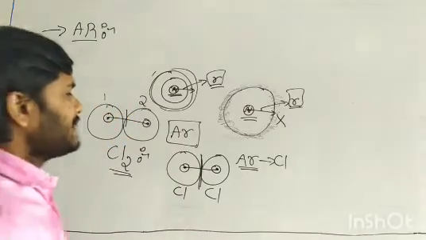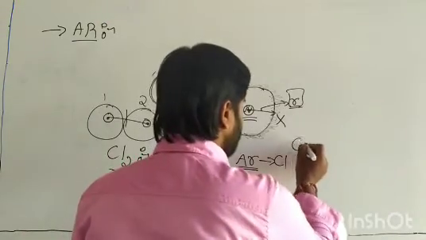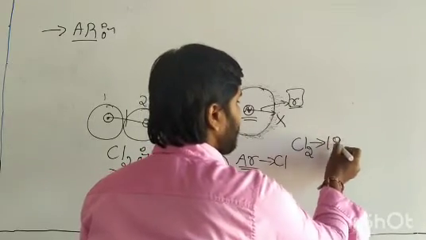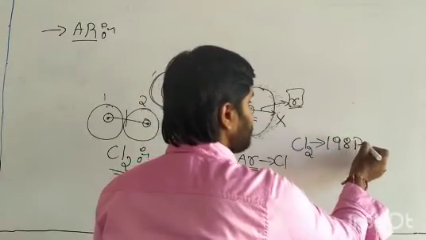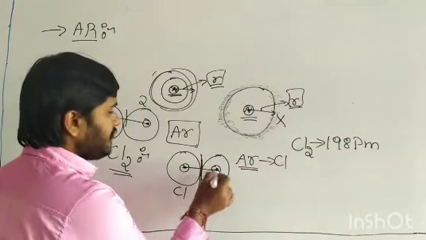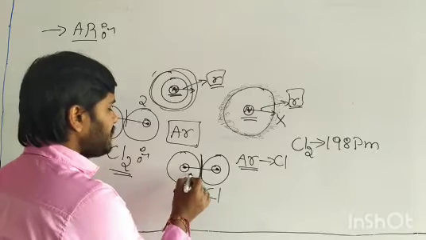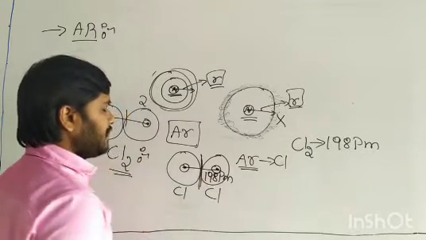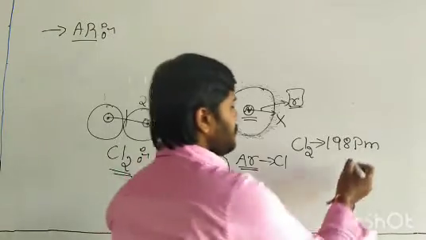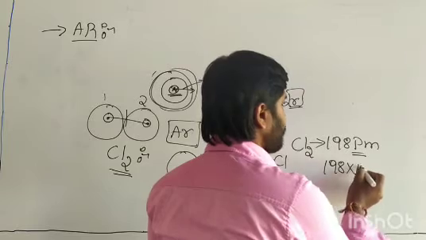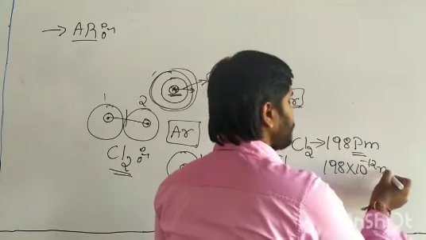Did you get this guys? For example, if chlorine is single bonded, it will have a distance of 198 picometer. That means the distance from this nucleus to this nucleus is around 198 picometer. Did you get this? Pico means 10 power minus 12, that is 10 power minus 12 meter.